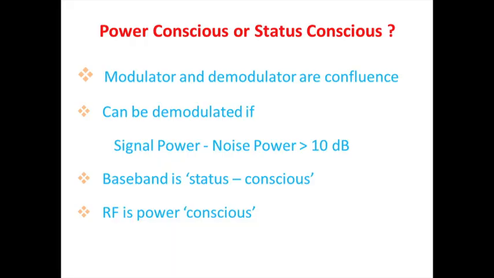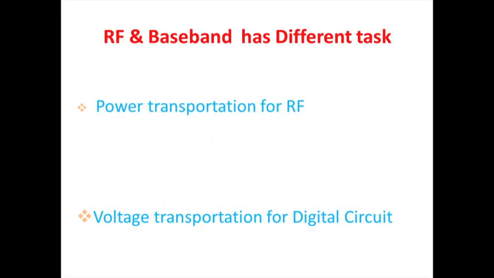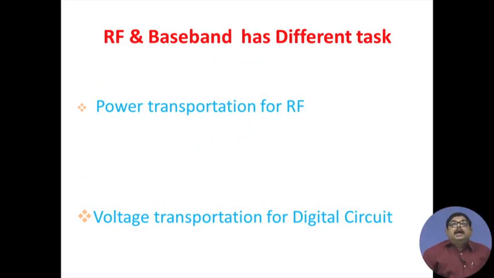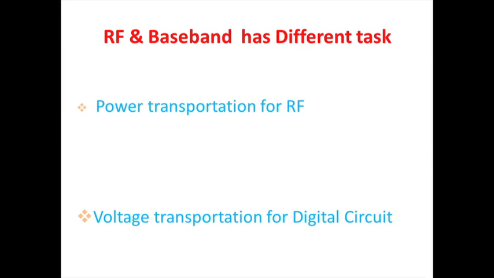And generally modulators are the confluence of this baseband and the RF blocks. Similarly, in a receiver, the demodulator is the confluence of these two blocks. Generally we call baseband status conscious, RF power conscious, and they also have different tasks. By now I can summarize that power transportation is the basic task for RF, whereas voltage transformation is the basic task for our baseband systems.